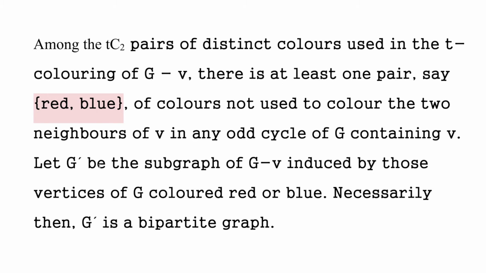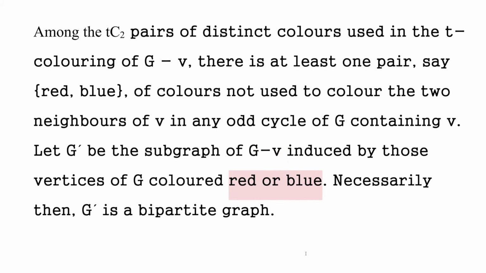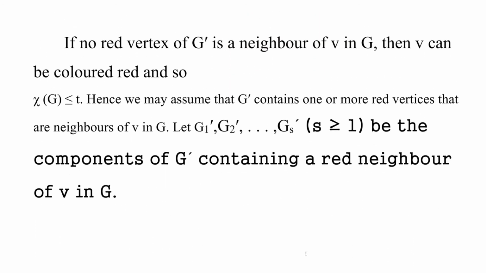Let G dash be the subgraph of G minus V induced by those vertices of G colored red or blue. Necessarily then G dash is a bipartite graph. If no red vertex of G dash is a neighbor of V in G, then V can be colored red and so chi of G is less than or equal to T. Hence, we may assume that G dash contains one or more red vertices that are neighbors of V in G.